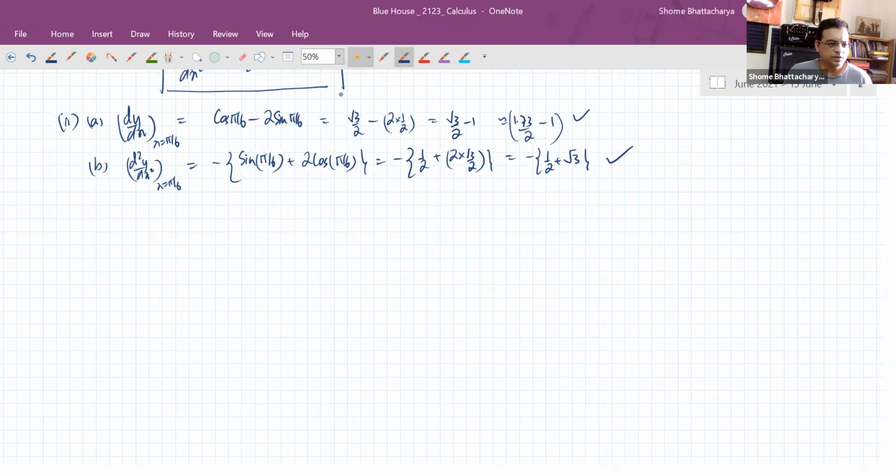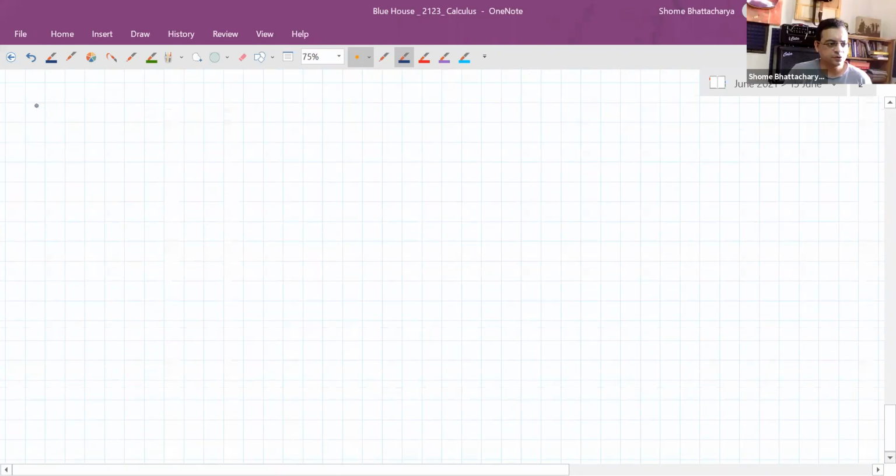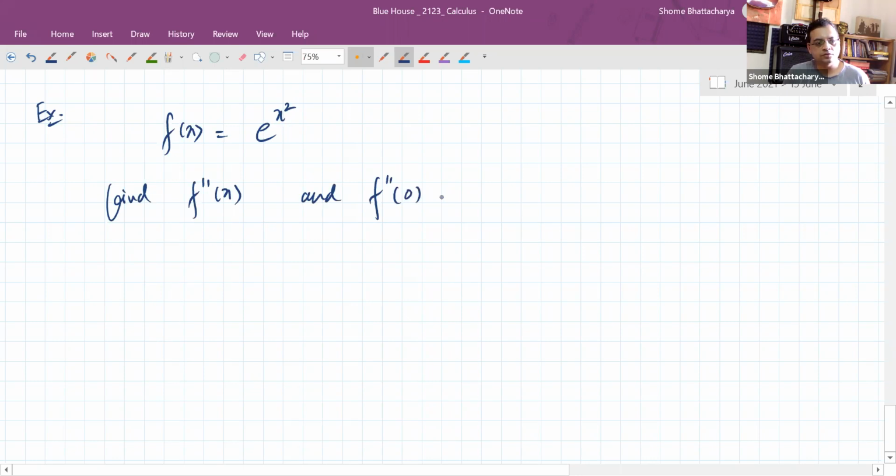Okay, now let's look at something a little bit more challenging. So remember, one of you was mentioning what happens if you have to use chain rule to get the second derivative also. So let's look at an example. So we have the function, or let's say the question just directly gives us the function f(x) equal to e raised power x square. So as you can see, this is a composite function. Now I want to find f double prime x and f double prime of, let's say, 0.